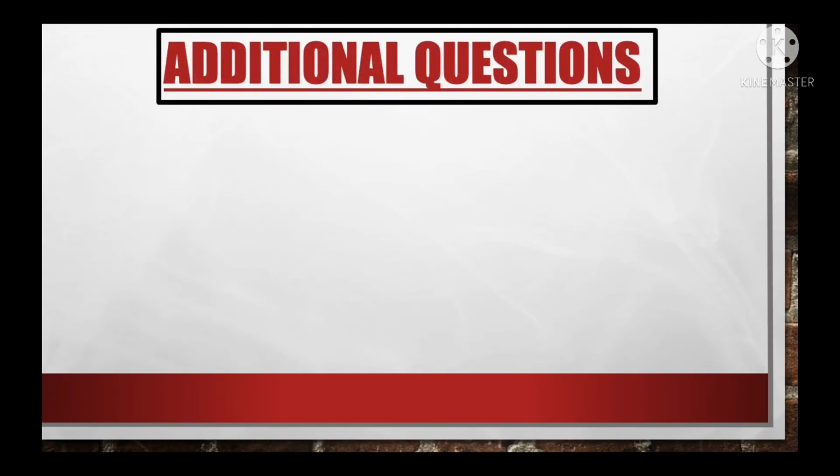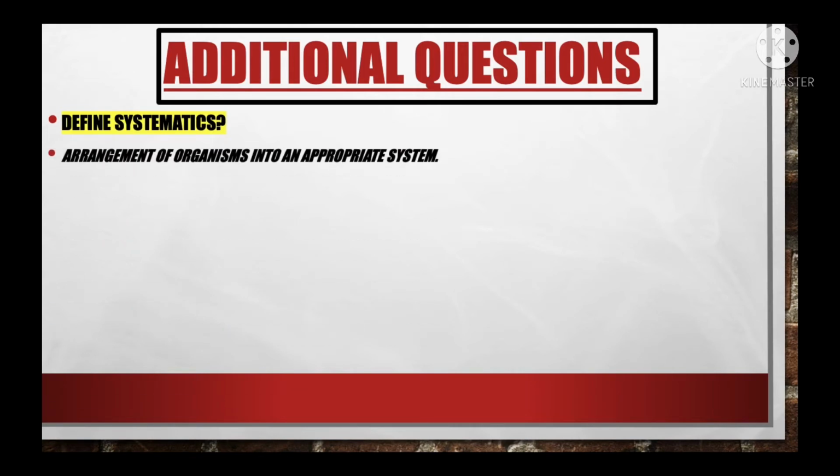Now, some additional questions related to the living world. First one, define systematics. What is systematics? Arrangement of organisms into an appropriate system is known as systematics. Systematics is also defined as the science of diversity of organisms in an evolutionary context because it involves the sifting of unity from diversity through comparison and it creates order out of disorder.